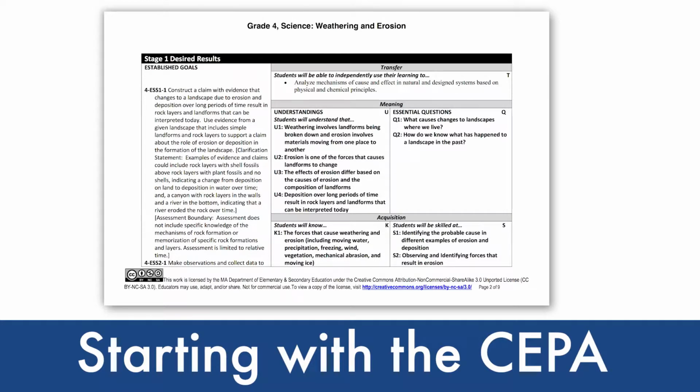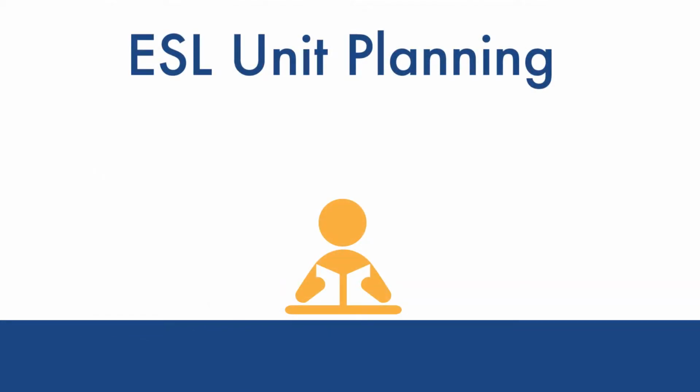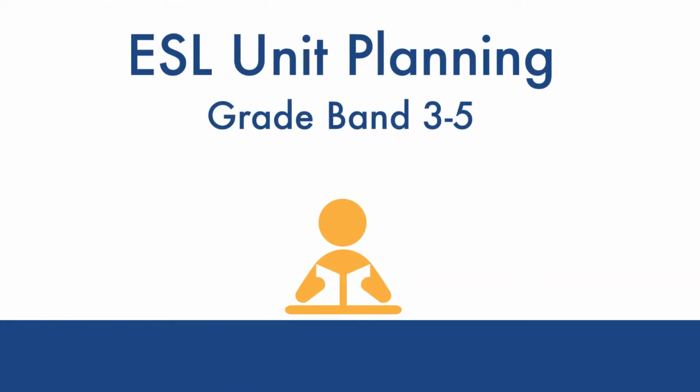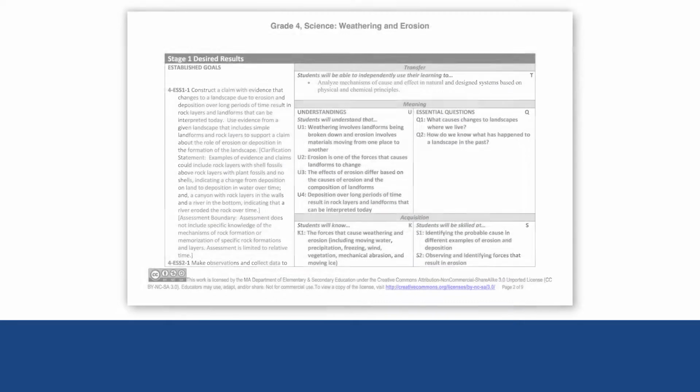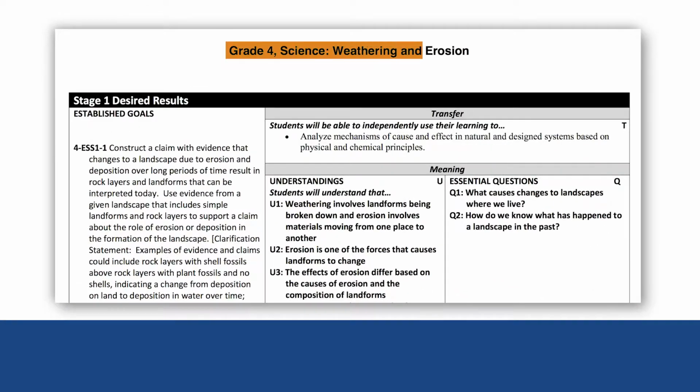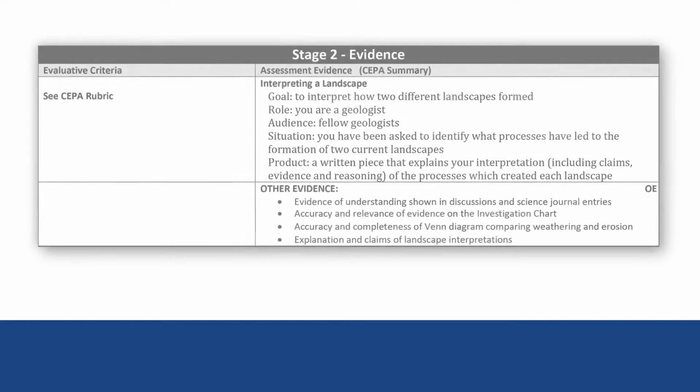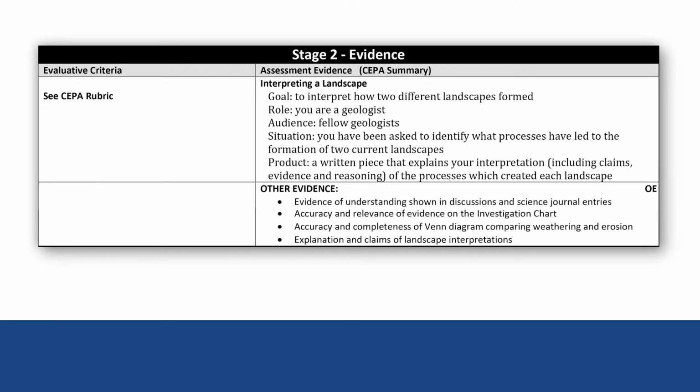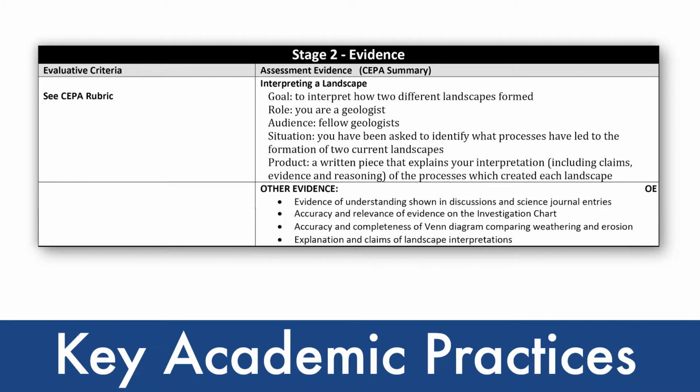Let's imagine an ESL teacher and the science teacher are meeting to plan an ESL unit for students from grades 3 through 5 with English language proficiency levels in the 1 and 2 range. The science teacher is doing a unit next month, Weathering and Erosion, for grade 4. So they look at that unit's culminating performance assessment to figure out what students are expected to do in order to demonstrate understanding. In other words, what are the key academic practices?